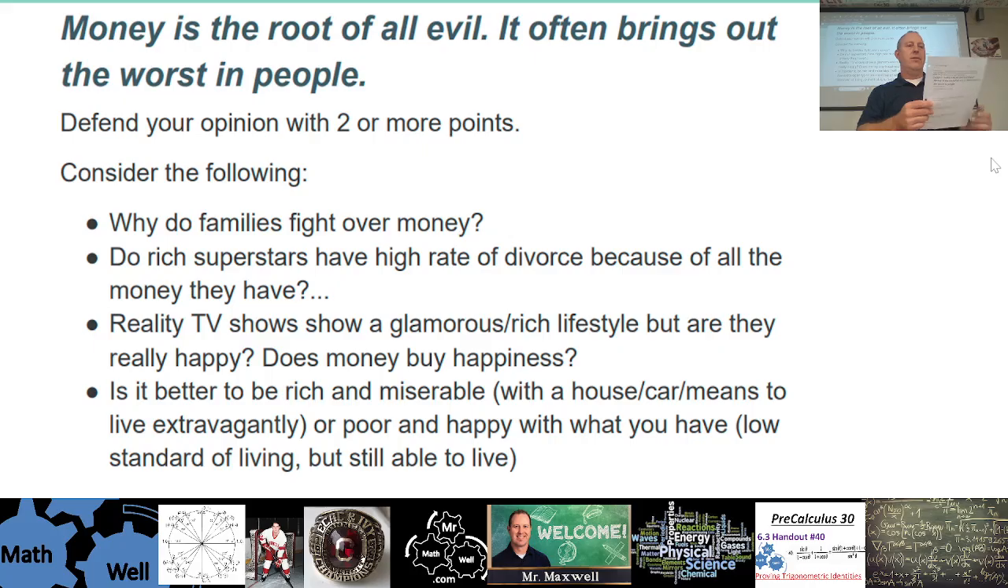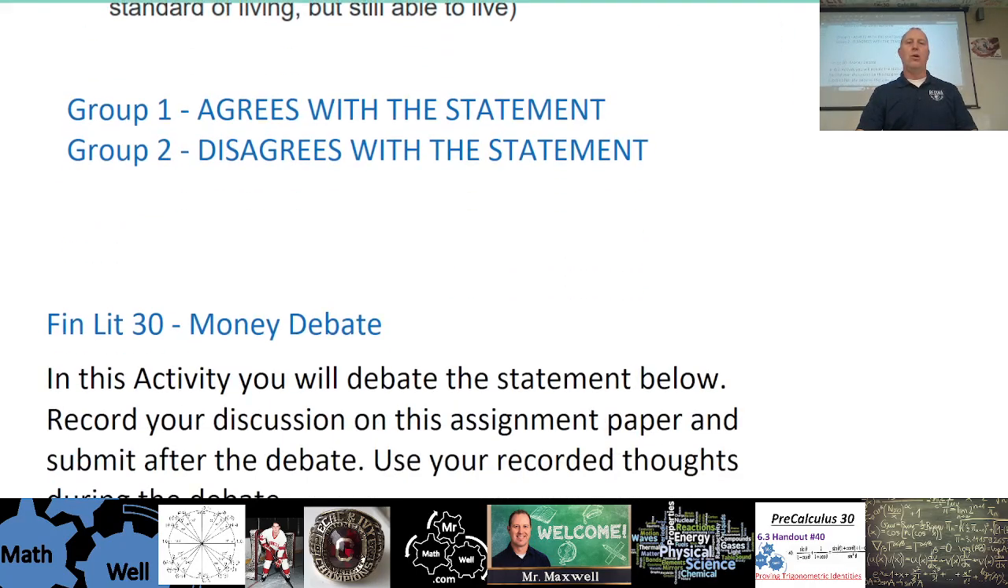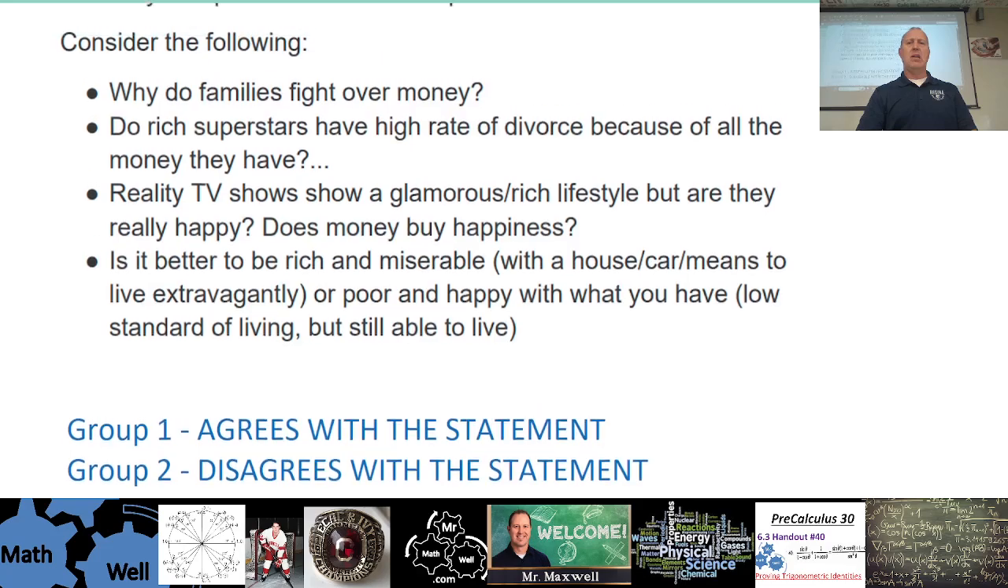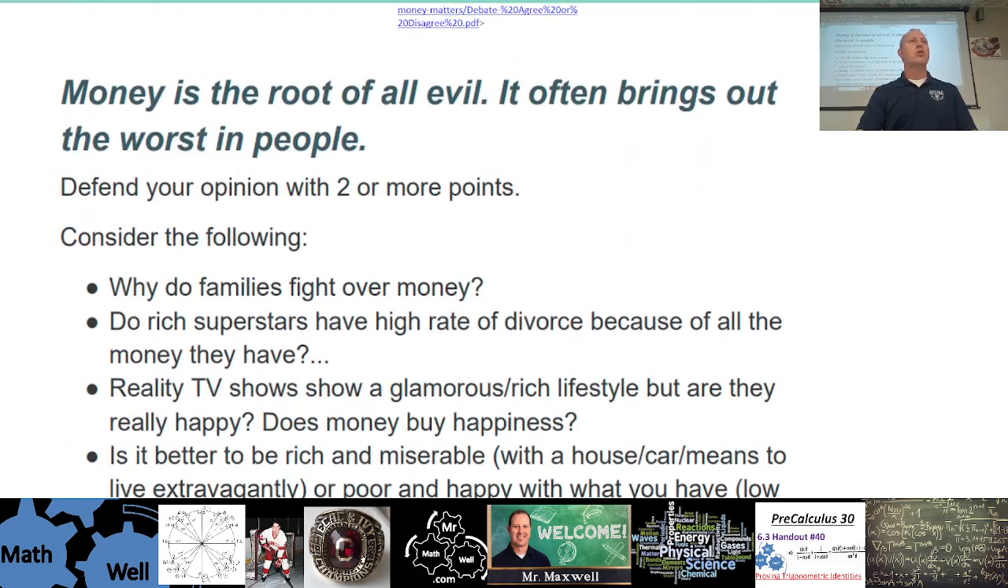Check this out. The thesis statement you will be defending or rejecting is this: money is the root of all evil. It often brings out the worst in people. I'm going to split you into two groups. Group one is going to agree with this statement. Put your heads together and write down reasons why you agree with it: that yes, money is awful, it often brings out the worst in people. Think about examples and things you can rationalize with your mind to support that.